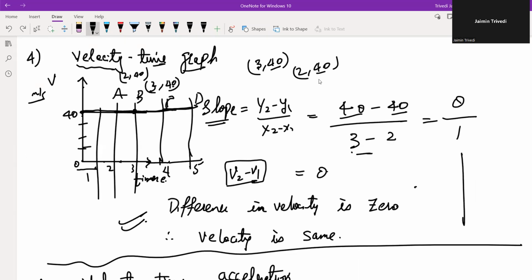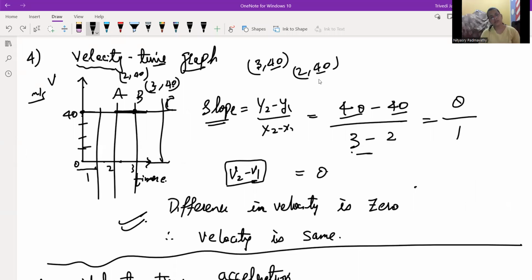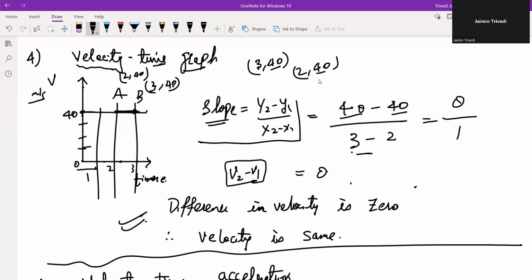Yes, Nityashri. Sir, the formula is constant, y2 minus y1 by x2 minus x1. Is it the same for all the velocities? All the velocities, everything. Whenever you see a graph, the slope formula is the same. It's a mathematics formula. It cannot be changed.